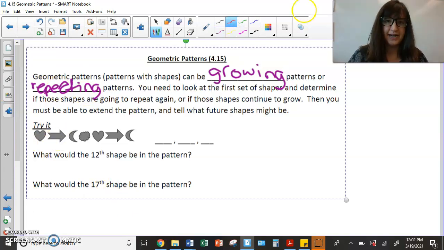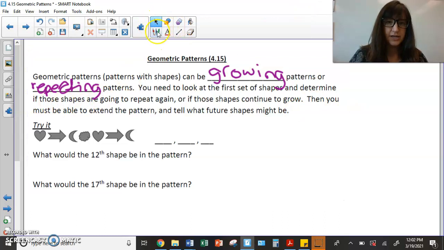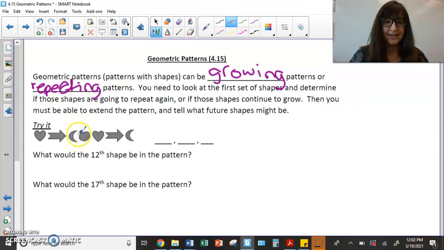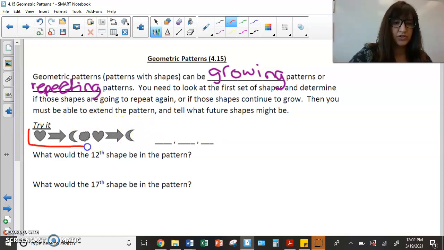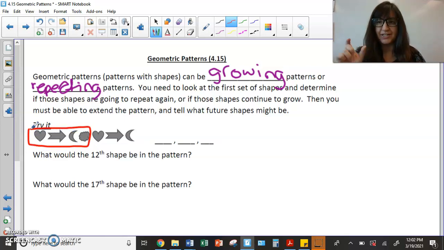I notice right here that I have a heart, then an arrow, then a moon, and then a cloud. And then I get a heart again. So I know that I already had a heart, and then it looks like I have an arrow again, all right? And it looks like I have a moon. It doesn't have my next piece, but it looks like where my pattern starts over is with the heart. So I can identify that this set of my pattern is what is going to repeat. So that means that this is a repeating pattern.